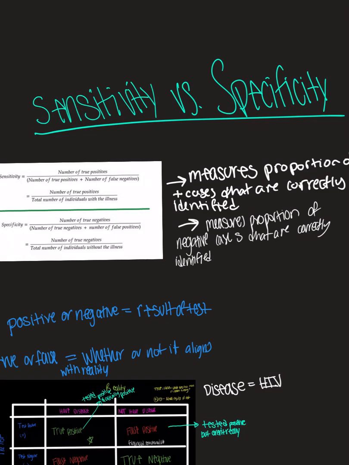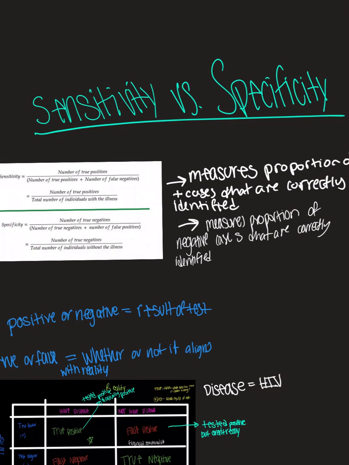So for sensitivity, it measures the proportion of positive cases that are correctly identified, and how you calculate that is the number of true positives over the total number of individuals with the illness. And the specificity is kind of the opposite, where it measures the proportion of negative cases that are correctly identified.